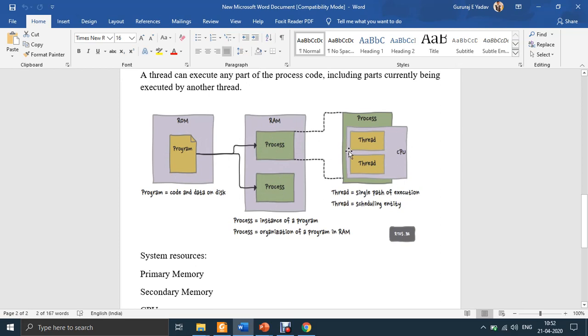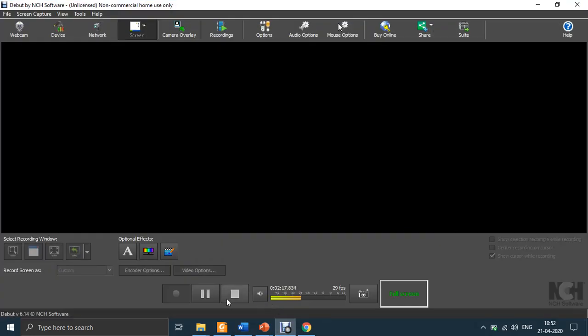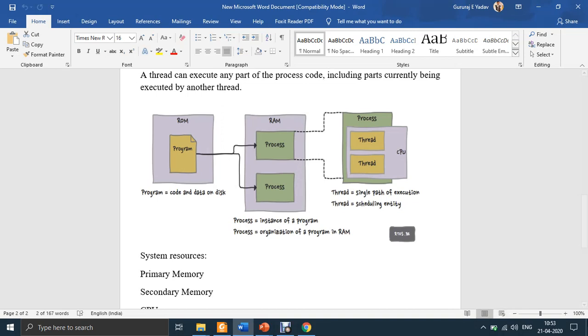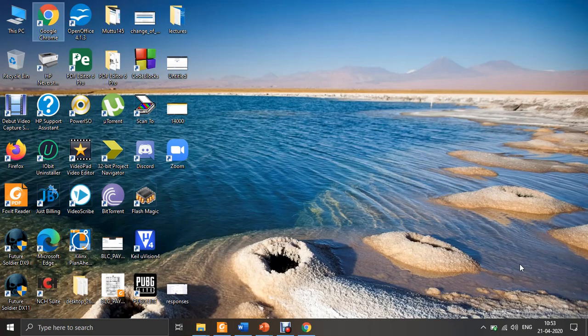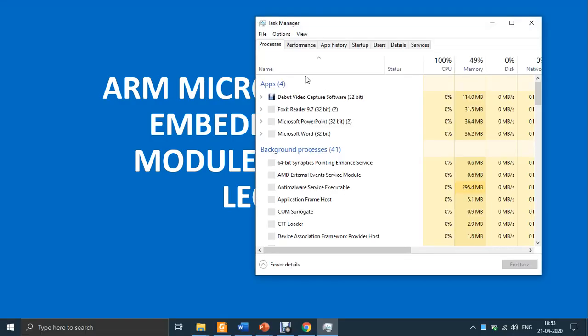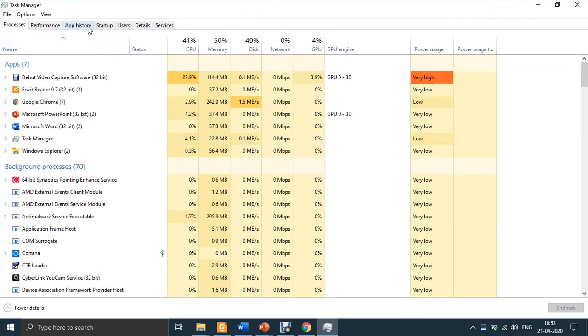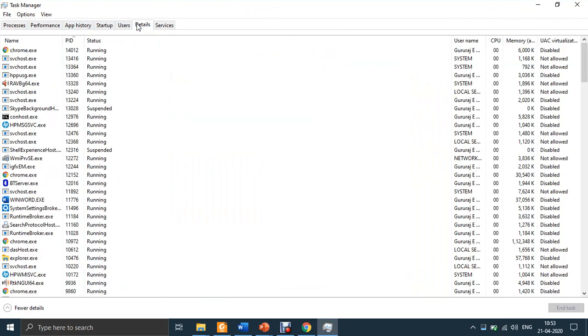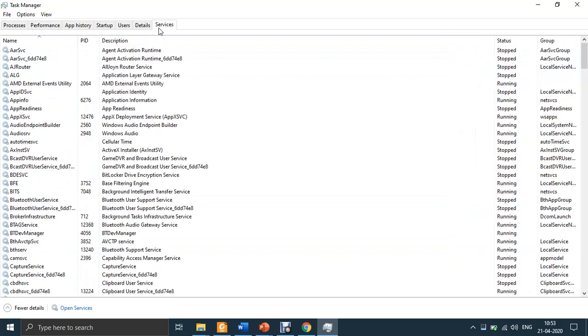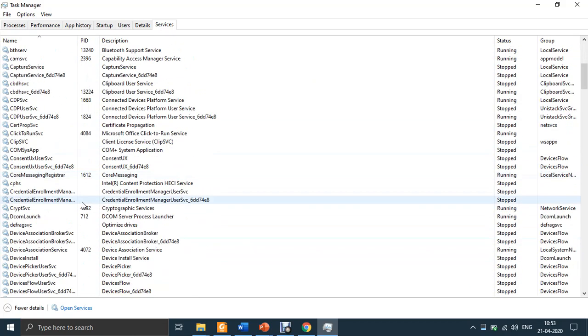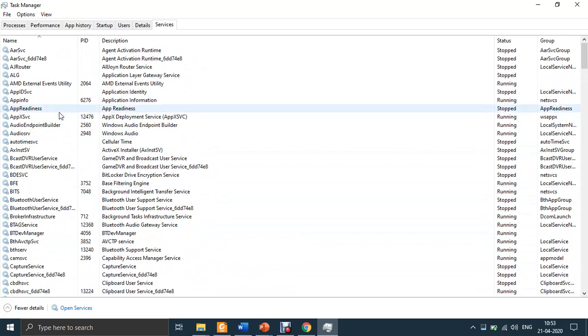I had also opened the task manager and shown you how many processes are currently running. Once again I'll show you. I'll open the task manager, just press Alt Control Delete and you'll get the task manager. If you go to details, you can see the number of processes that are already running. If you go to services, you see the services which are running. PID, as I told, is the process ID. It is a unique number given to each process that is executing.